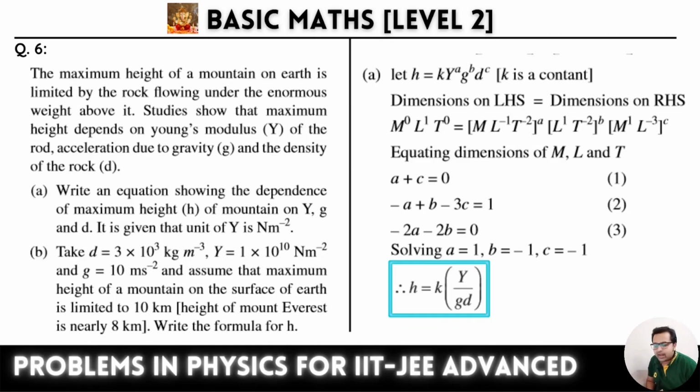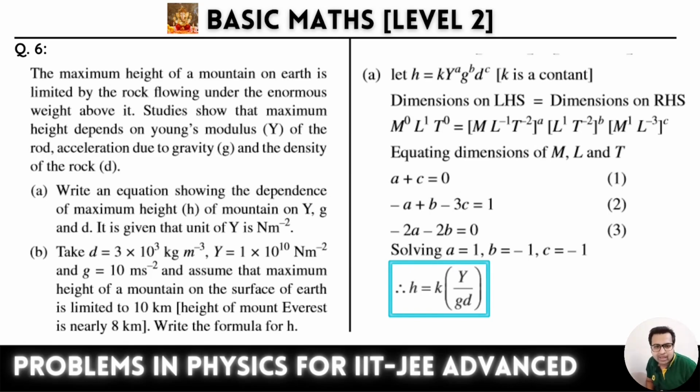Similarly, gravity. What is gravity? Gravity is acceleration due to gravity. So it is acceleration. What is acceleration? Change in velocity per unit time. What is velocity? LT⁻¹ upon T. So it is LT⁻². So the dimension of g is LT⁻² to the power of b. Similarly, d. What is d? d is the density. Density is mass upon volume.